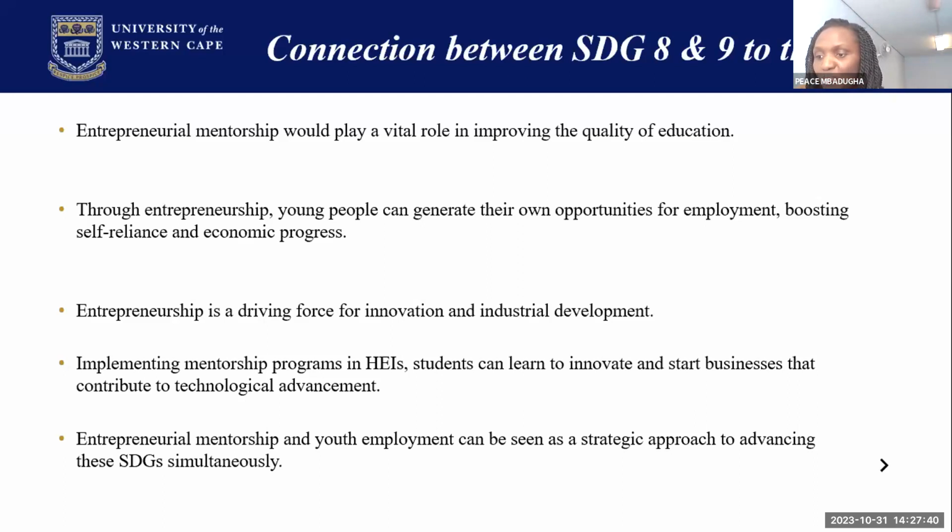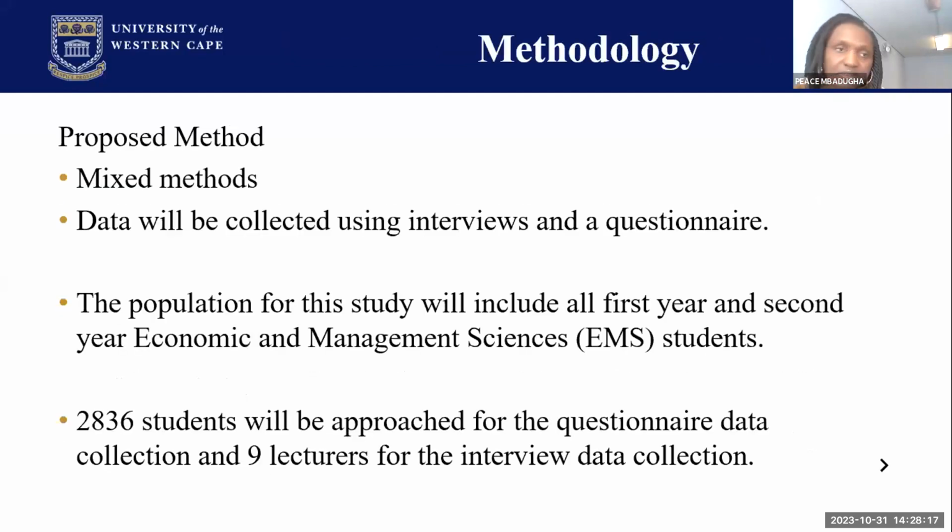Promoting entrepreneurship among youth aligns with the SDG 9 goal of fostering resilient infrastructure and promoting inclusive and sustainable industrialization. By implementing mentorship programs in higher education institutes, students can learn to innovate business and contribute to technology advancement. Entrepreneurship, mentorship, and youth employment can be seen as a strategic approach to advance these SDGs simultaneously.